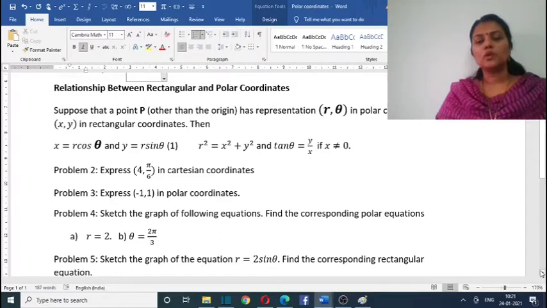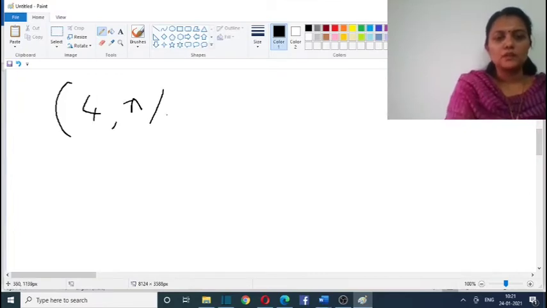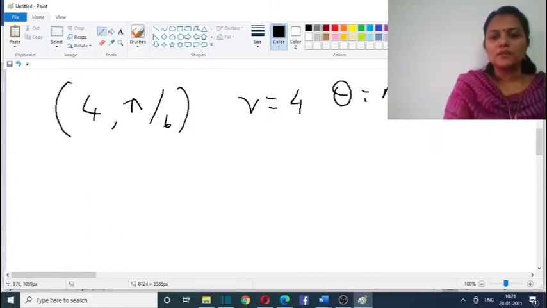Now we have two problems to solve. If we have a polar coordinates expression, convert that point into Cartesian coordinates, and if we have a Cartesian coordinates expression, convert that into polar coordinates. First we convert into Cartesian coordinates the point (4, pi by 6). So r is equal to 4 and theta equal to pi by 6.